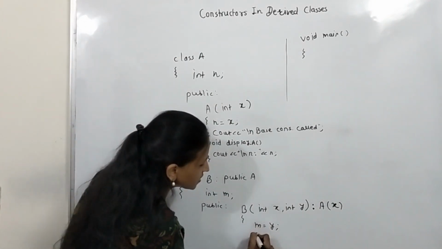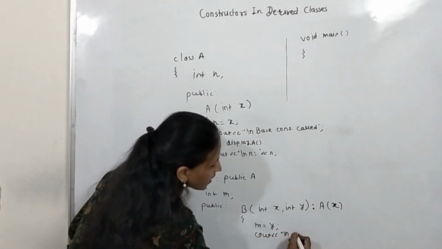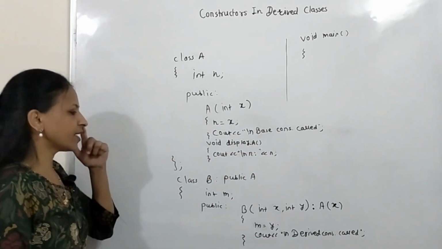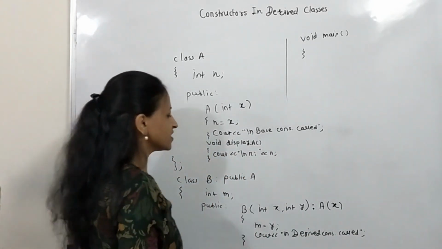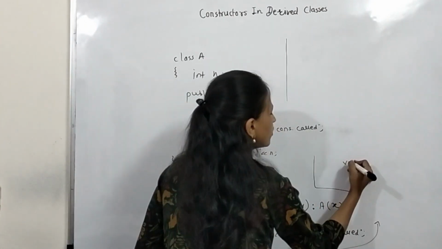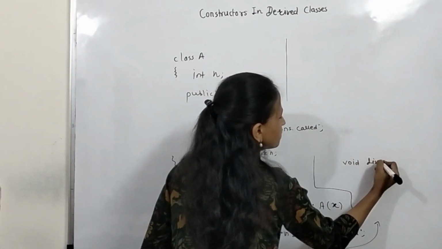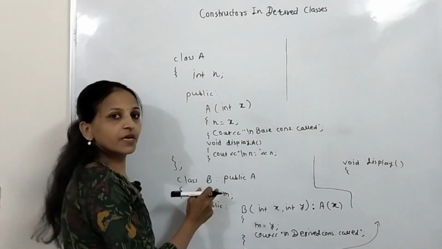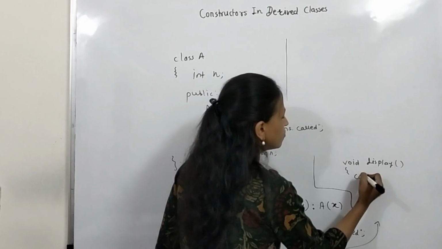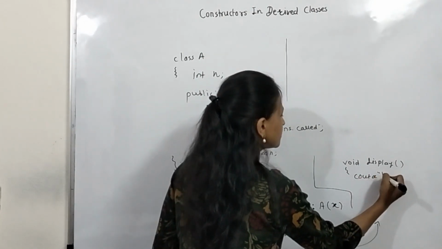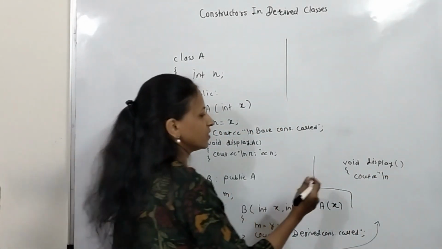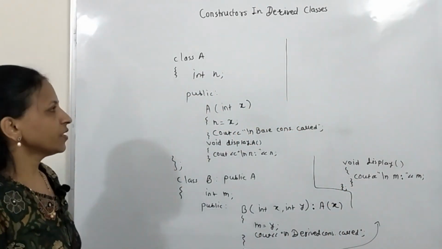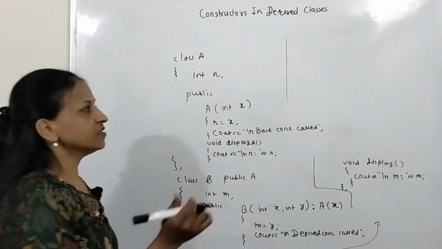Now here I am just displaying cout derived constructor called. Okay, close. And now we can write a display member function also inside this class. Let void display, this is a part of class B. Simple cout, here I just want to display the value of m. Close the class, give semicolon. Now we will write main.